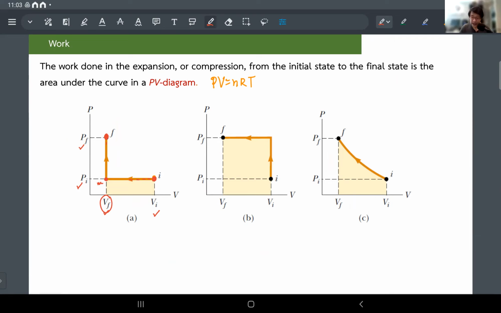Or I can do differently. I can start from point I with the constant volume. I just raise the pressure first. Don't ask me yet how, Ajahn. We will discuss that later, of course. And then once I reach point M here, and then I compress the gas at higher pressure, I can also reach my final point F.